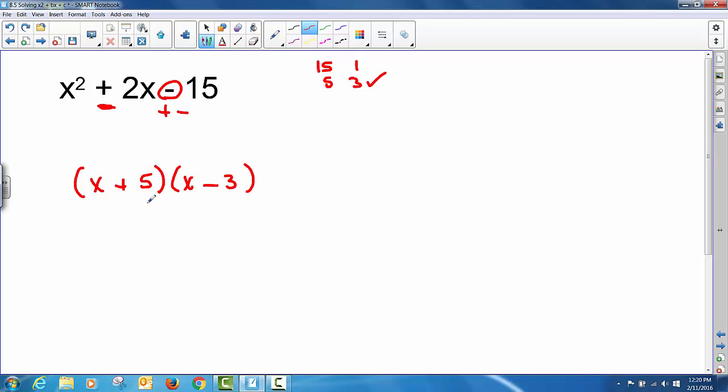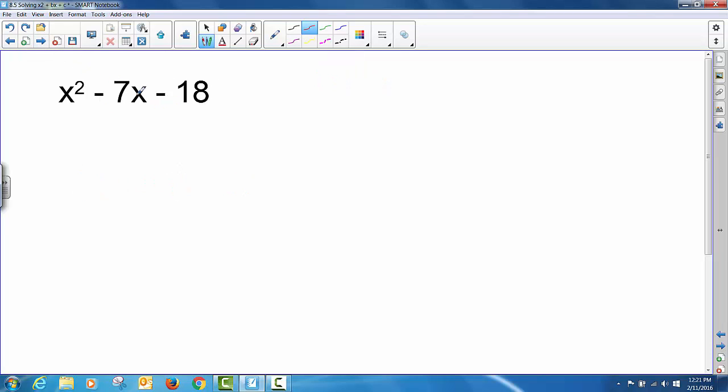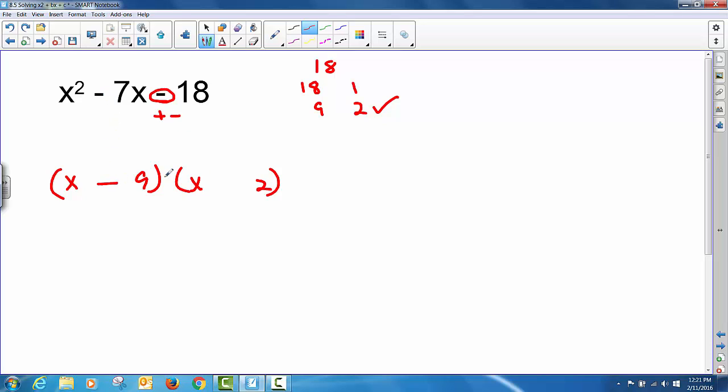Okay? Let's try another one. We've got a plus and a minus here because that says minus. We come over here and we want factors of 18 that have a difference of 7. So we've got 18 and 1 and 9 and 2, and there it is. So now we come over here, we write x, and we write 9 and 2, and the minus sign here tells you that the bigger number is going to be minus. Okay, so we put a minus here and a plus here.